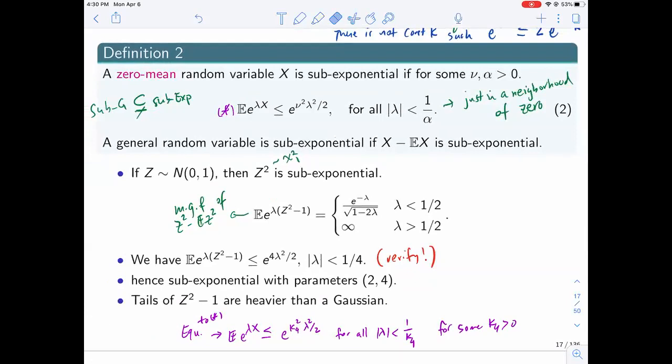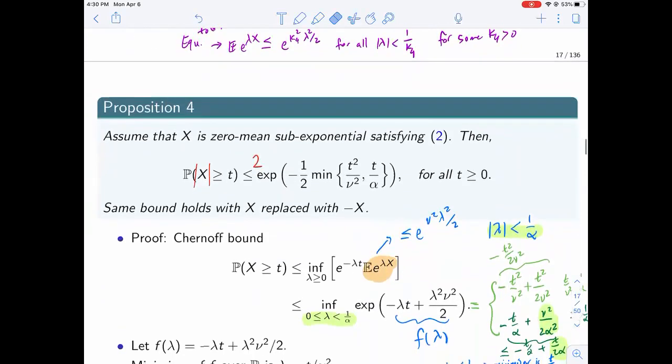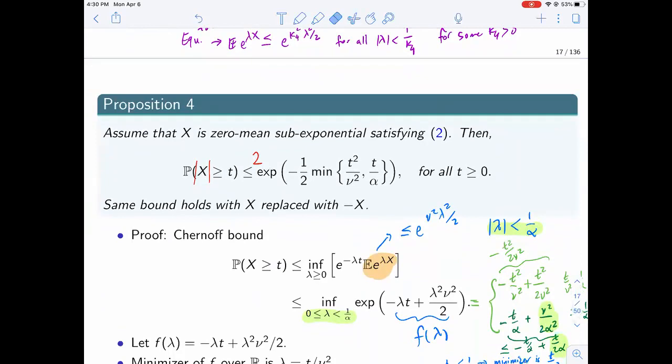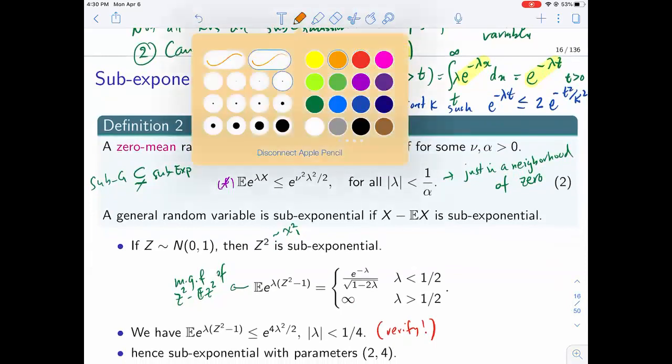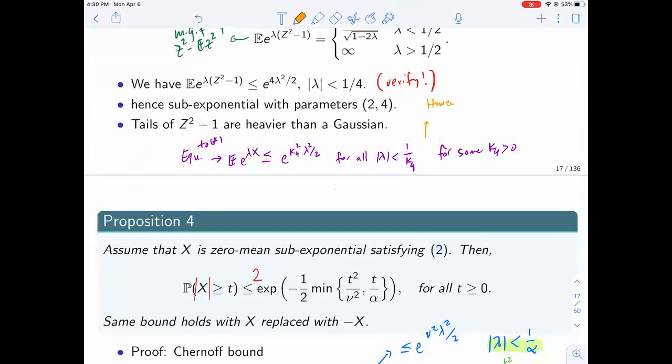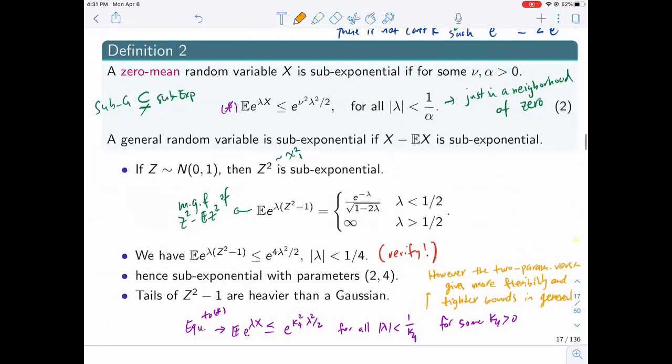But the definition with two constants gives you more flexibility, because in some cases these constants might have different orders. If you increase one, the bound is correct, but it's loose. So I'll just add here that the two-parameter version gives more flexibility and tighter bounds in general. By increasing one, you could lose tightness. Okay.